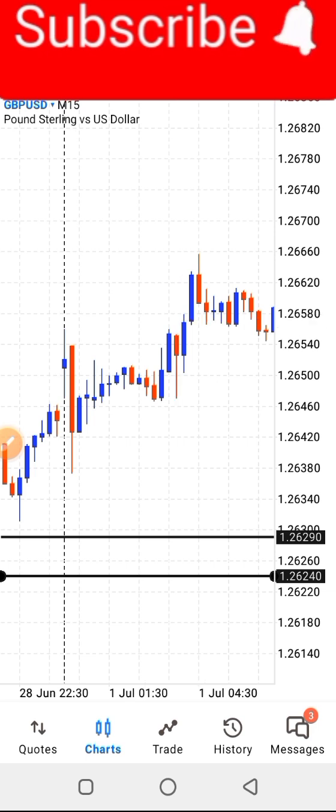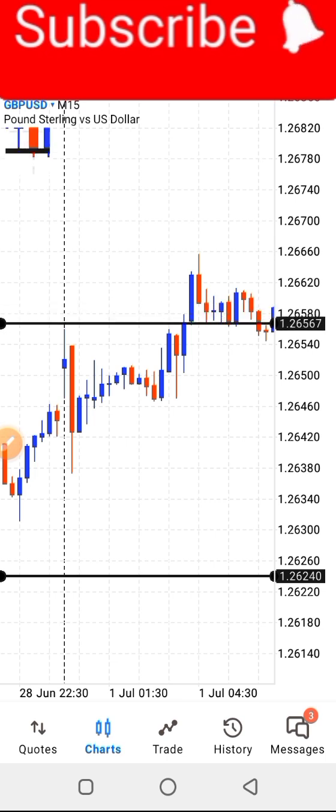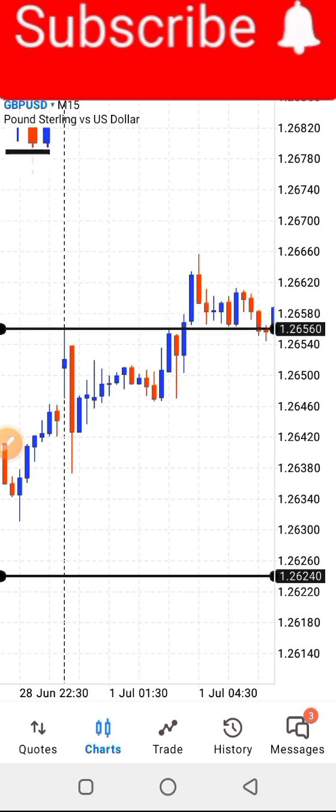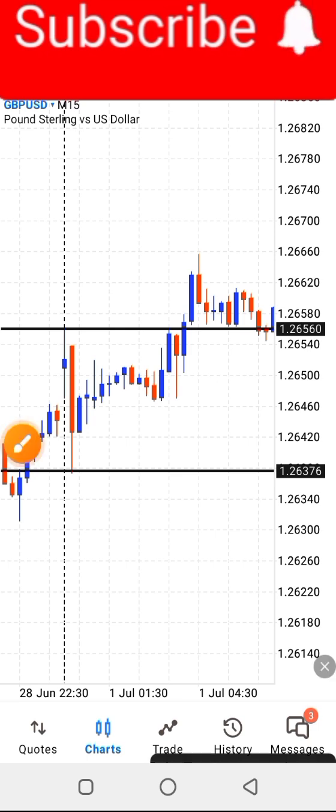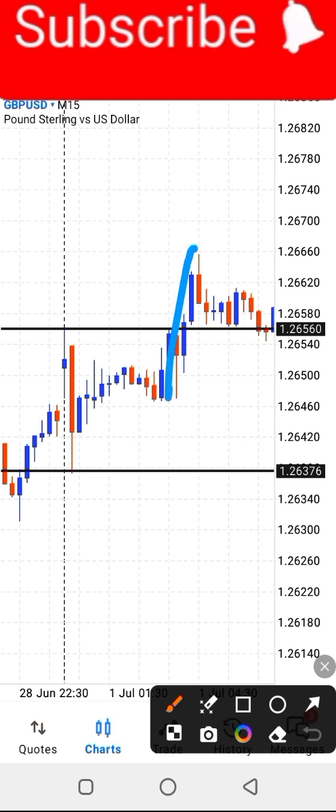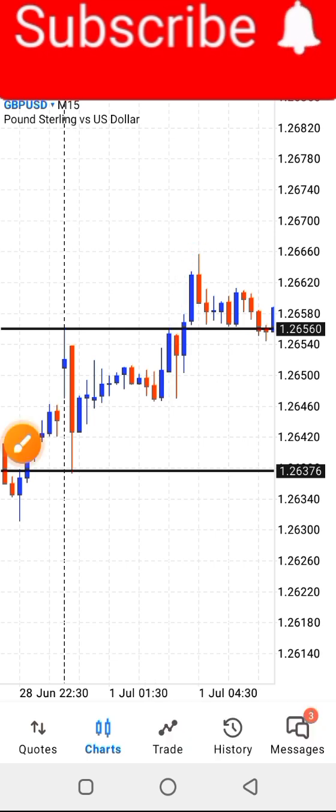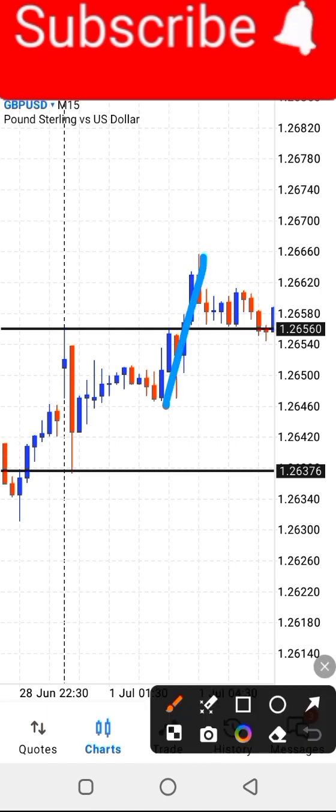I'll just get my horizontal line. So this is the highest point of the first 4 hours, and this is the lowest point of the first 4 hours. So I wait for a break. Now I've seen a break above. You can see price broke above this way. Good. So that's what you're going to fib. You have to fib that impulsive move. Okay, so I'm taking all of this as one move. This is one move to me.